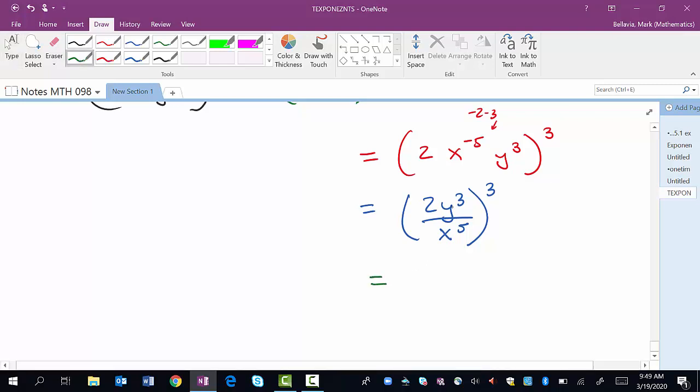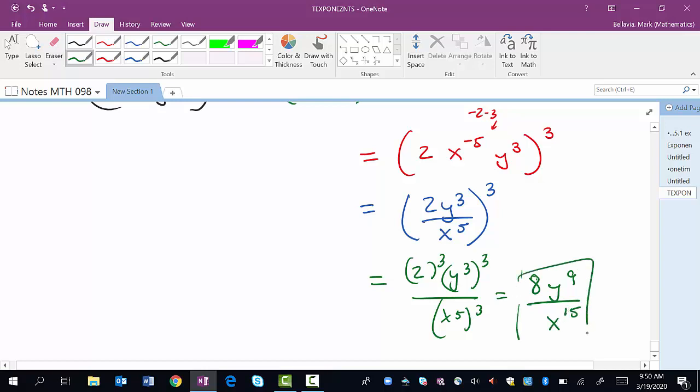And then from here, we're going to raise each factor in here to the third power. So we'd have 2 to the third, y to the third to the third, over x to the fifth to the third. And we evaluate that. 2 to the third. Remember, it's not 2 times 3. It's 2 times itself 3 times. So it's 2 times 2 times 2, which makes that 8. Y to the third, that's y to a power to a power, you multiply them, so it's y to the 9th. Over x to the 5th to the third is x to the 15th. So you get 8y to the 9th over x to the 15th.